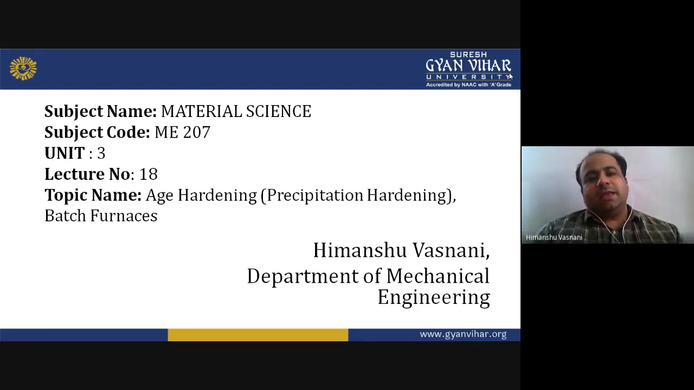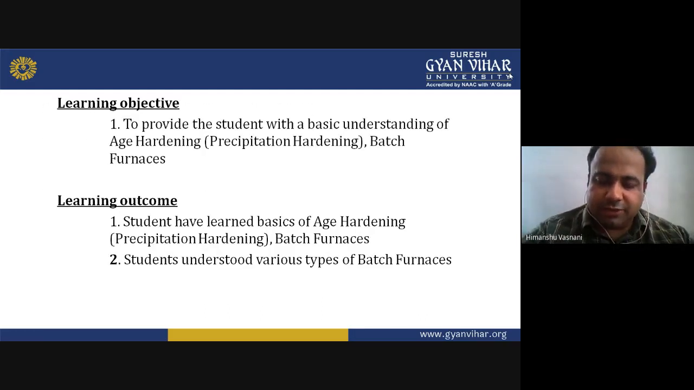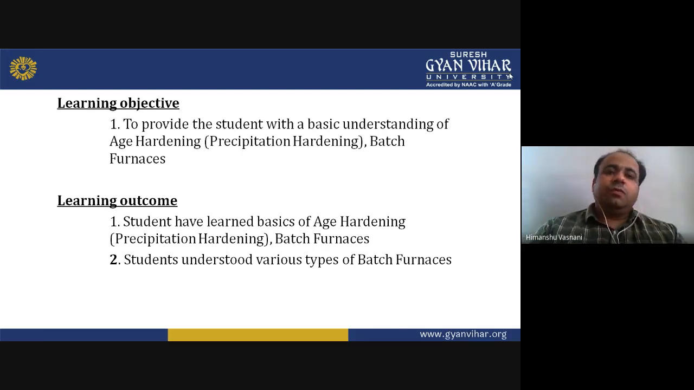And today's topics are age hardening, that is precipitation hardening, and batch furnaces. So let's start with today's lecture. The learning objectives for today are to provide the students with a basic understanding of age hardening, that is precipitation hardening, and batch furnaces. The learning outcome after this lecture will be that the students have learned the basics of age hardening and batch furnaces, and understood various types of batch furnaces.